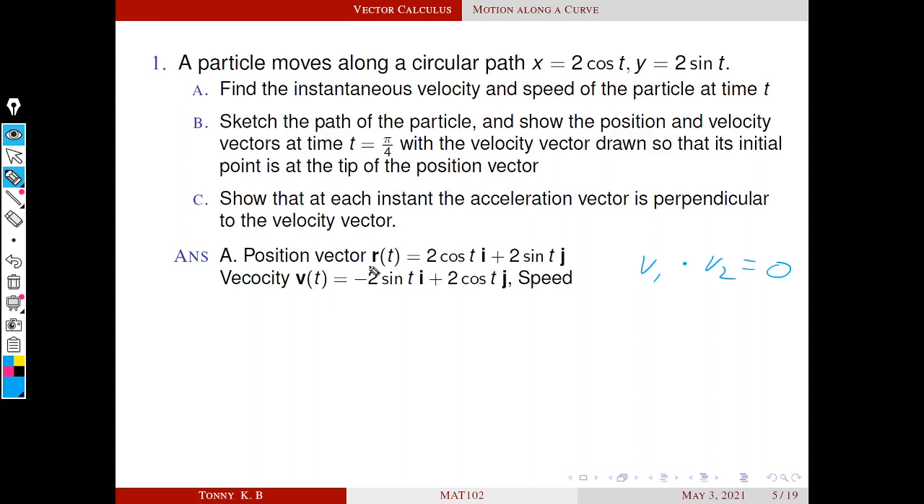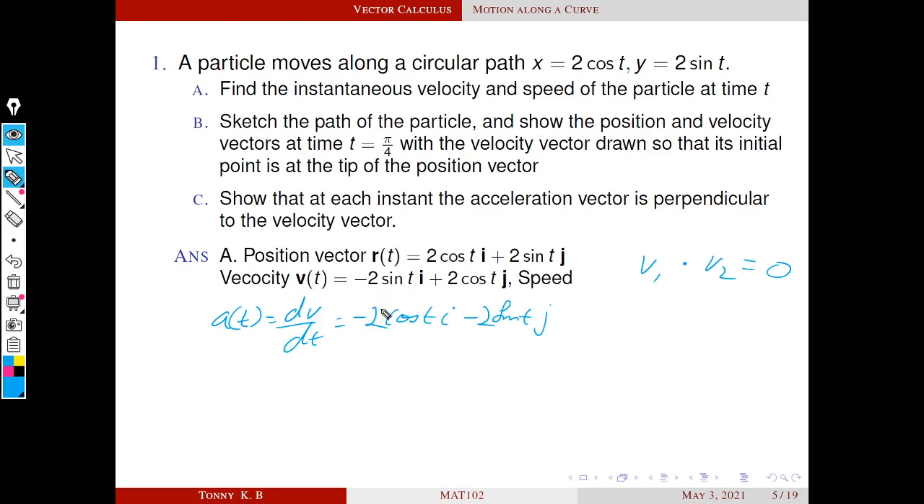Next we have to find the acceleration component. What is acceleration? Acceleration is the derivative of velocity. So you simply differentiate this velocity vector. By differentiating this velocity, we get minus 2 cos t i, and again the derivative of cos is minus, so minus 2 sin t j. So this is the acceleration vector, and we have to show that they are perpendicular.